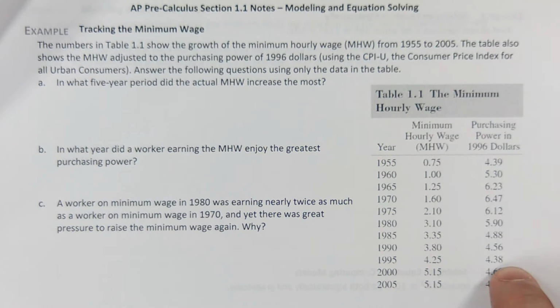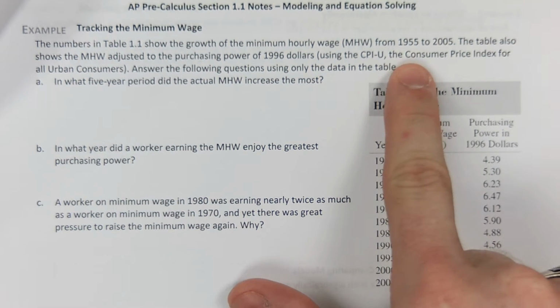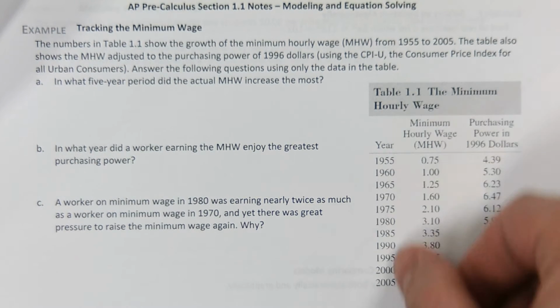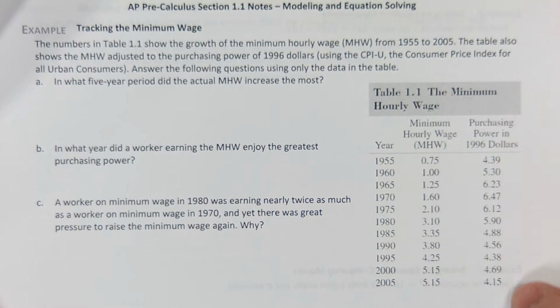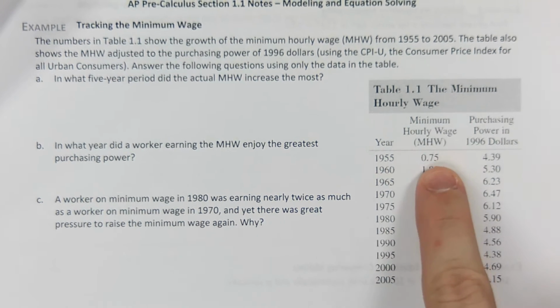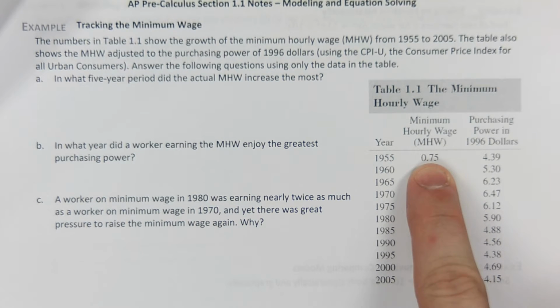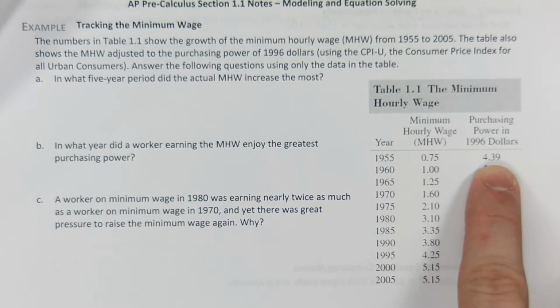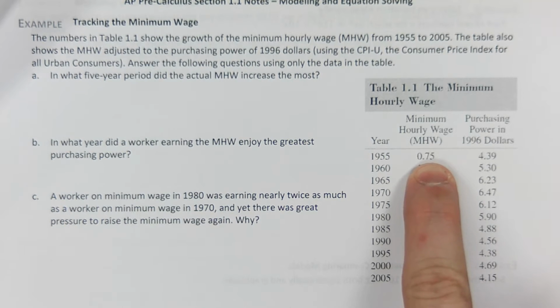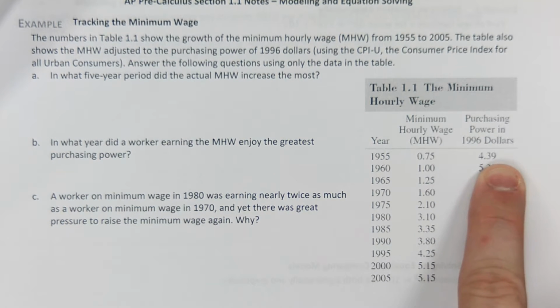So this table here is a bunch of data points. They're real. They are from the Consumer Price Index, and they track the minimum hourly wage per year, and what the purchasing power of that is when you compare it to the 1996 dollar. What does that mean? That means this minimum wage of 75 cents per hour in 1955, whatever that equates to in 1996 is about $4.39 worth of buying power. So essentially we're saying due to inflation, 75 cents in 1955 is equal to $4.39 in 1996.